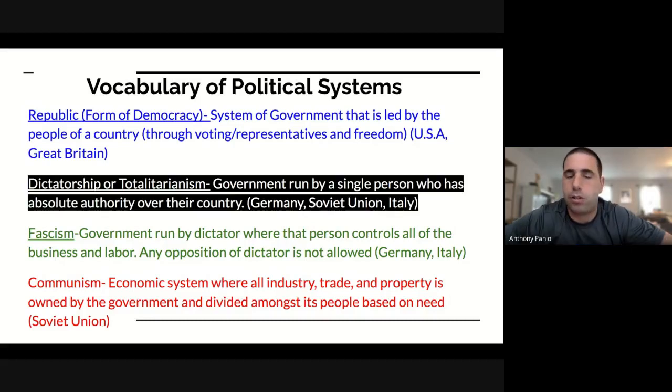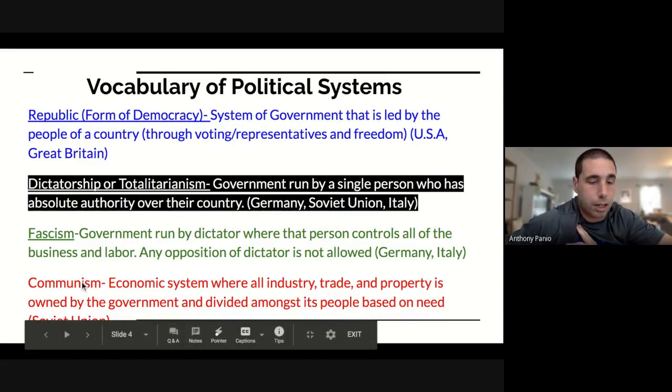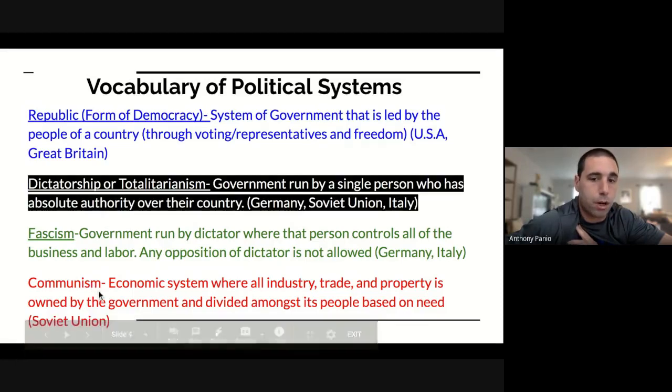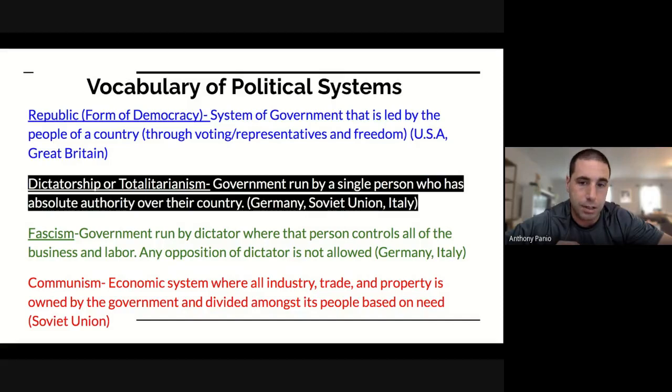We've already looked at the definition of communism in the 1920s, but I want to compare it to fascism. It's an economic system where all industry, trade, and property is owned by the government and is divided amongst its people based on need. So the more you need, the more the government's going to provide for you. It's a very basic definition of it. Fascism and communism are similar in that they want a lot of government control, but they can't stand each other. In a communist country, you can have a dictator running the country as well, which in this case, the country we're going to look at, the Soviet Union, would be the case. They would have a guy by the name of Joseph Stalin running their country.